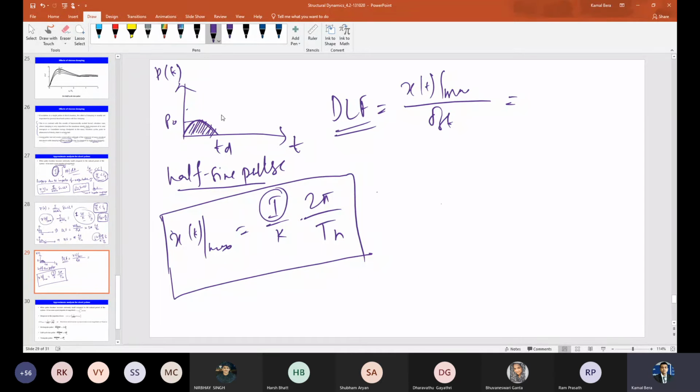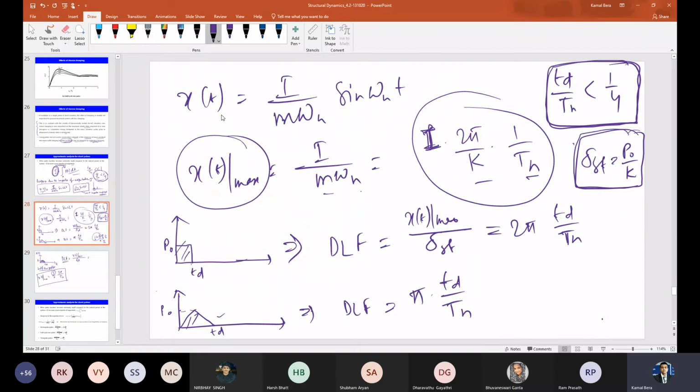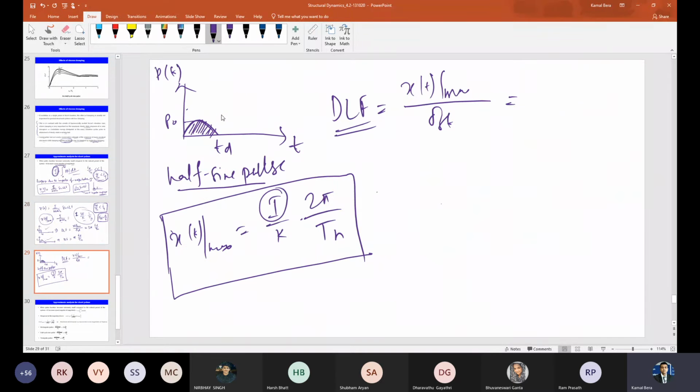Again, speak out if you are facing any difficulty in finding this DLF value, not only for this half sine pulse but for this or this. Please speak out. Sir, I is coming to be 2 by pi P naught T naught. Just tell me DLF. What is DLF directly?